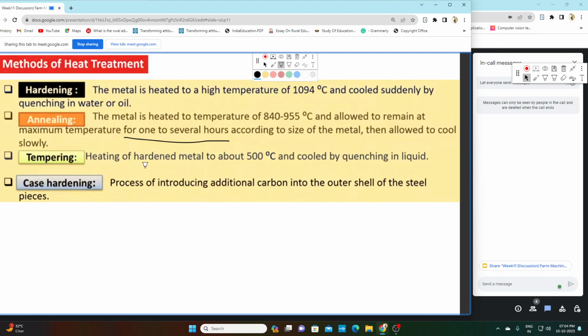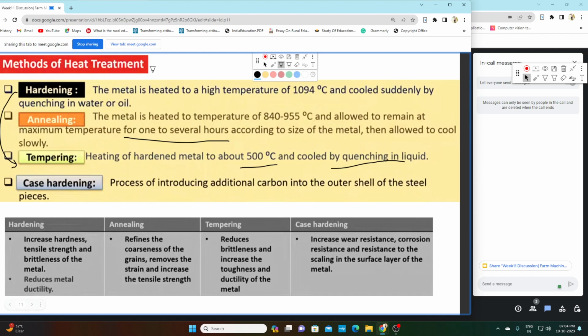Now third is tempering. Tempering is heating of hardened metal. That means tempering is done after hardening only. Tempering is heating of hardened material to about 500 degrees Celsius and cooling by quenching in liquid. And last is case hardening. Case hardening is the process of introducing additional carbon into the outer shell of the steel pieces.